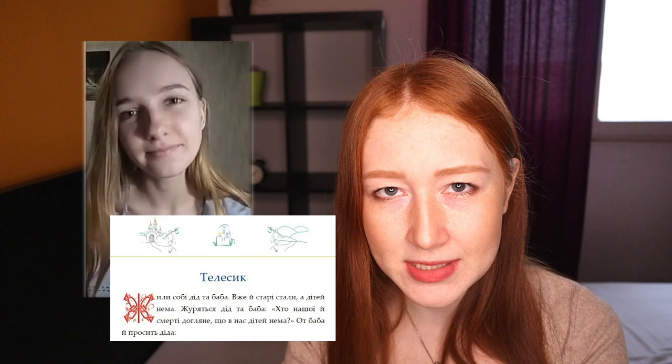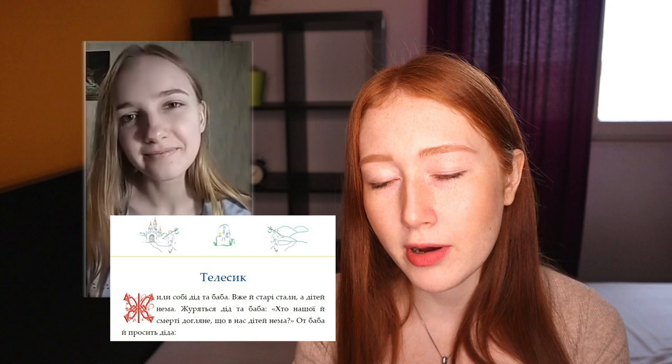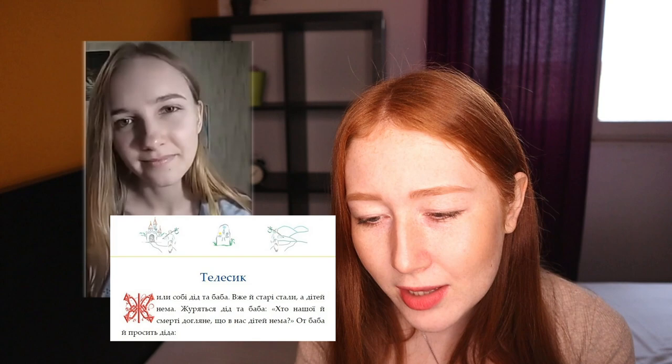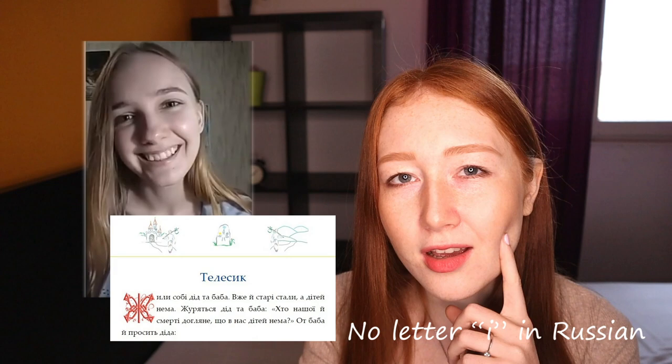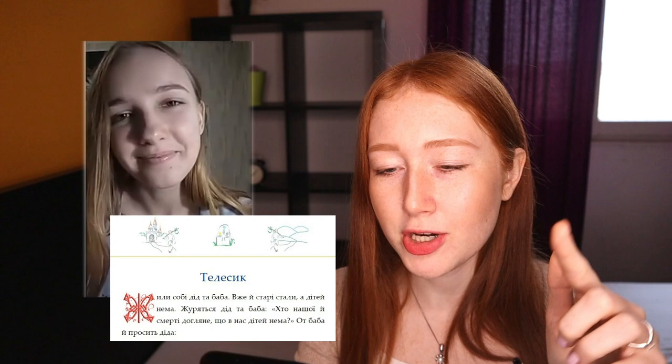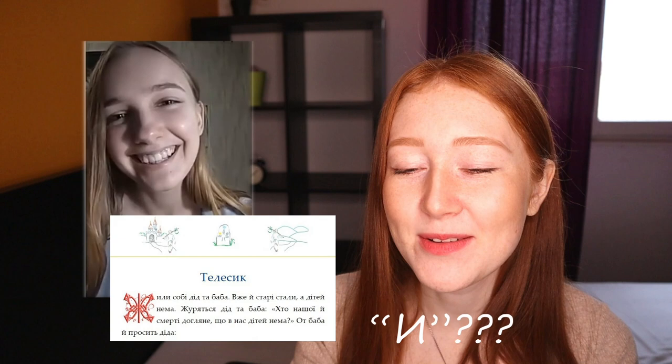So the Cyrillic alphabet is kind of the same, so I can read it. The letters are the same as in Russian except one letter. It is like I in English. How do you read it? E. E? Ah. E. But what about Russian E? E. Okay, I'm gonna try to read it.